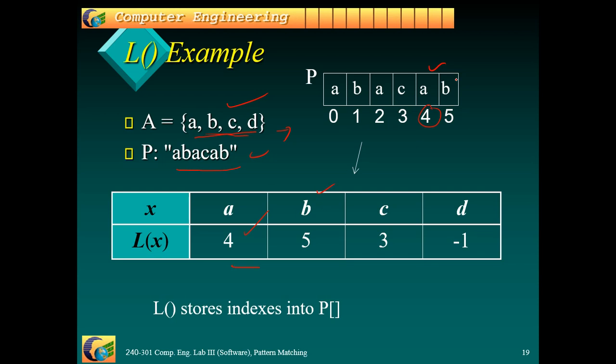So for B, what is the last occurrence for the pattern? That is 5. So it is 5. Then for C it is 3. For D, if you do not have that particular character in the pattern, yes, your alphabet set carries 4 characters A, B, C, D, but your pattern may not carry all those.